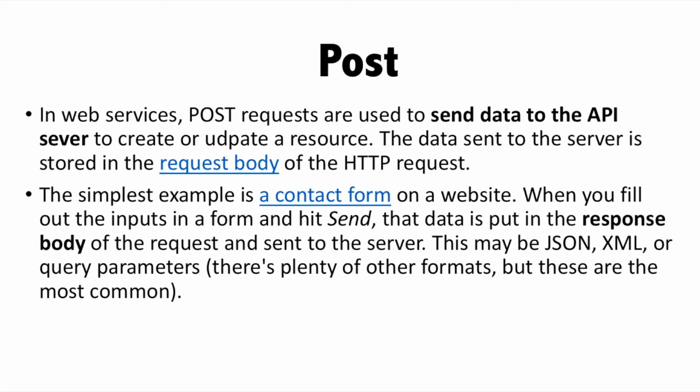POST requests are used to send data to the API server to create or update a resource. The data sent to the server is stored in the request body of the HTTP request. The simplest example is a contact form on a website. When you fill out the inputs in the form and hit send, the data is put in the body of the request and sent to the server. This may be JSON, XML, or other query methods, although JSON is currently the most common.